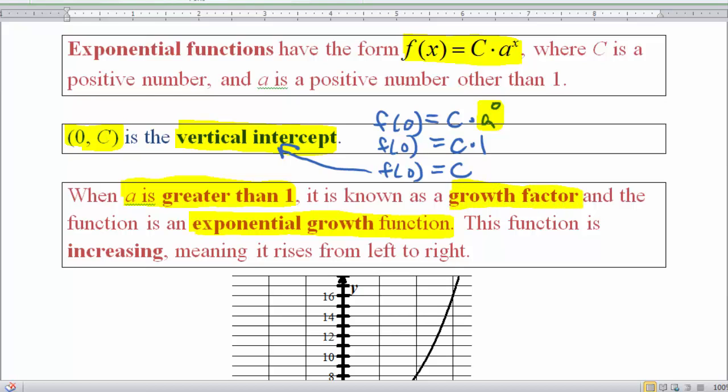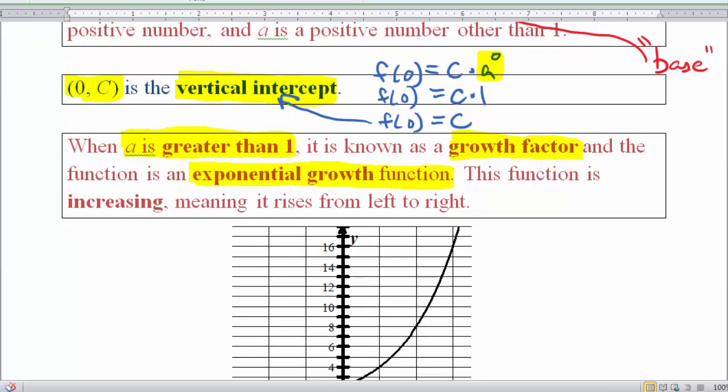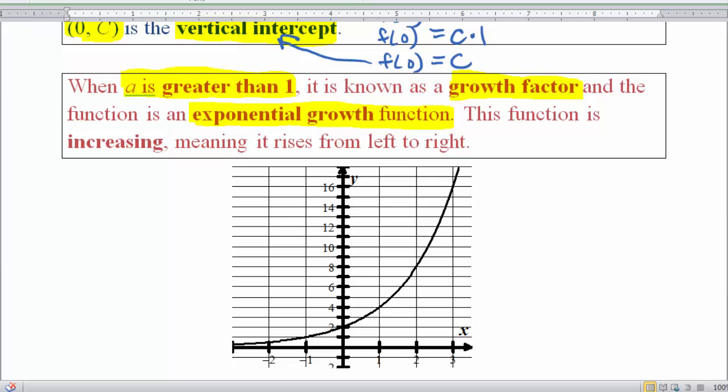Now, just in general, you can always refer to a, if you want to, as the base. But more specifically, when a is greater than 1, it's known as a growth factor. But really, just more generally, a is always just a base, whether it's greater than 1 or less than 1. So when it's greater than 1, it's known as a growth factor, and we have an exponential growth function.